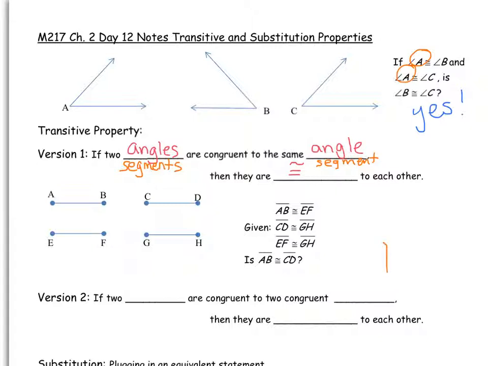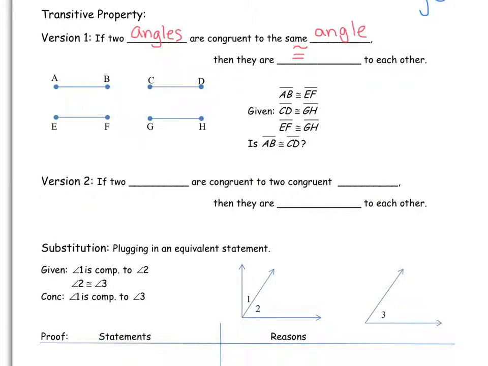Another way to think about the transitive property is this. Given that AB is congruent to EF and CD is congruent to GH, but EF is also congruent to GH, don't we actually know that all four segments are congruent, so AB is congruent to CD? The way that we say this is if two segments are congruent to two congruent segments, then they are congruent to each other. Again, this works for angles too.